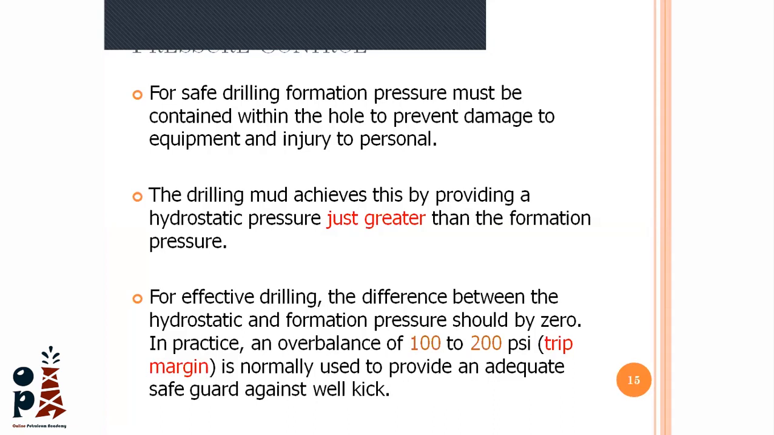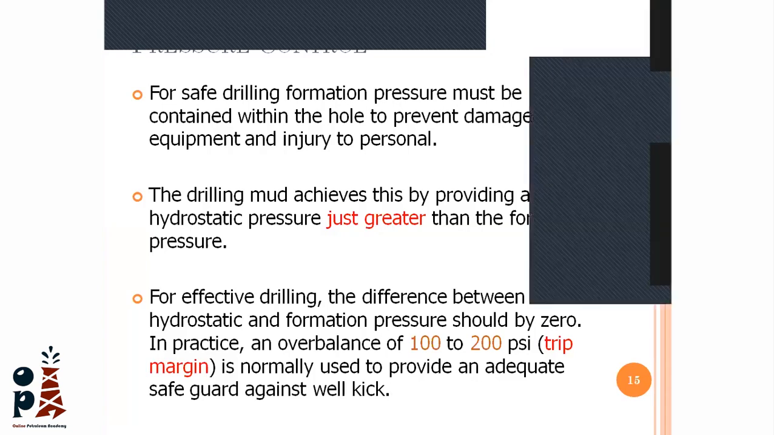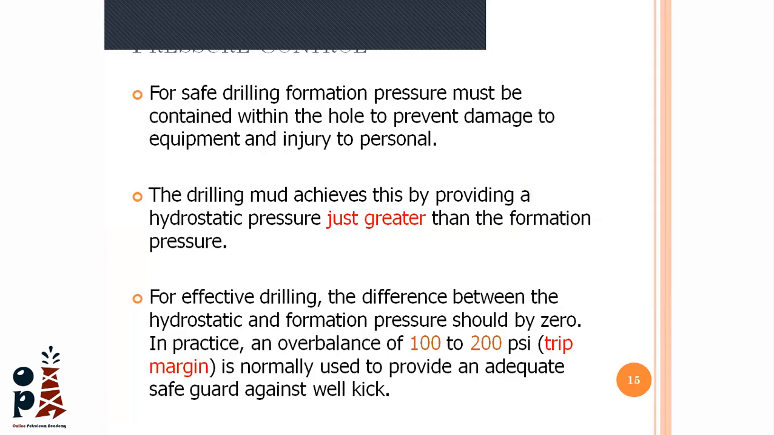There are cases where we use underbalance drilling, but this is a different case. It is not the scope of this session, so we are not going to talk about it. But the normal is we are using the overbalance of 100 to 200 psi trip margin as a safeguard against any well kick.